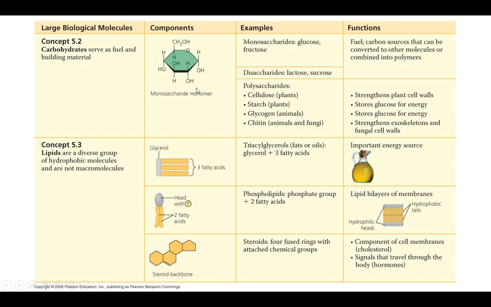We have an example here of building blocks of carbohydrates, the monosaccharides. Monosaccharides can be glucose, fructose, and galactose. Disaccharides can be lactose and sucrose. Polysaccharides can be cellulose in plants, starch in plants, glycogen in animals, and chitin in animals and fungi.